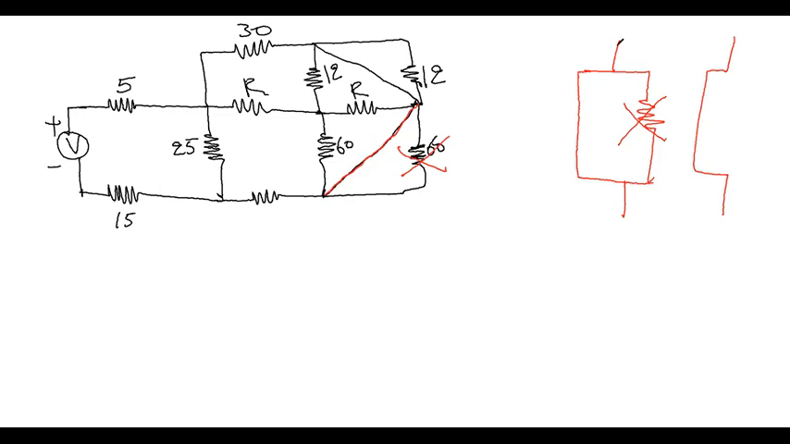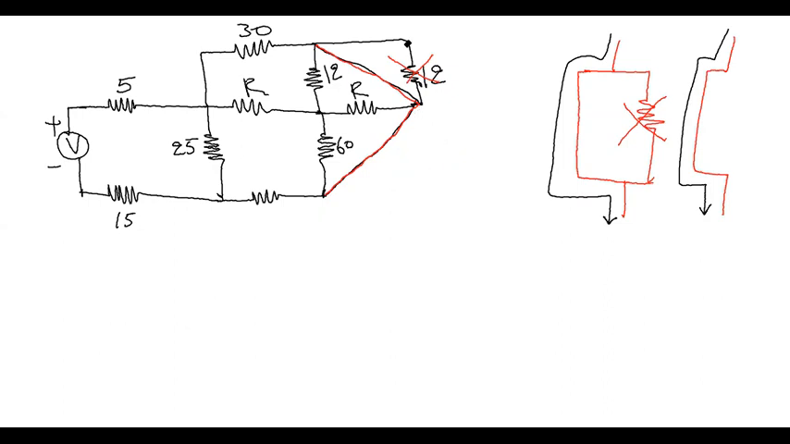So current only goes through this component. It only goes through this component. So for that reason, we don't need to consider this 60. And also here, if you see, we have a short circuit again, right? So we don't need to consider that. So we ignore these two components.